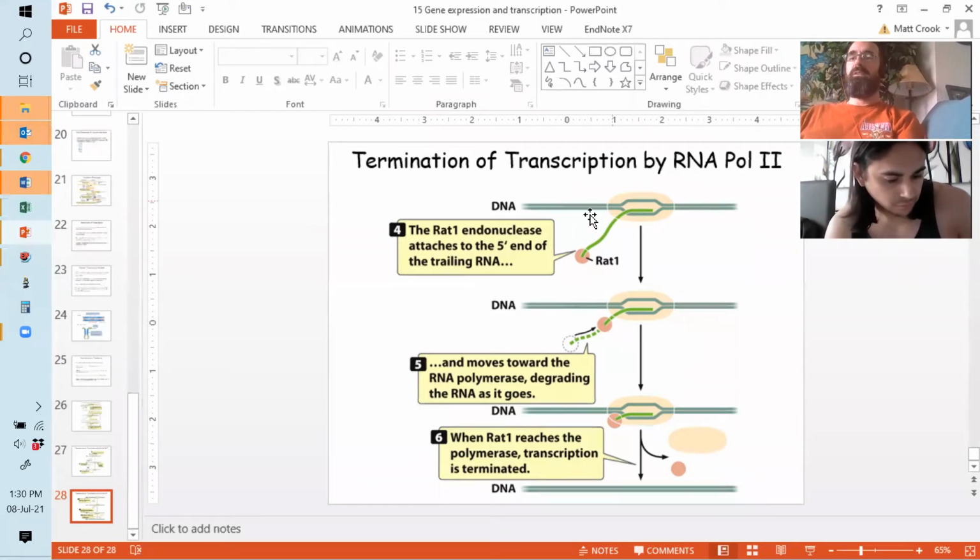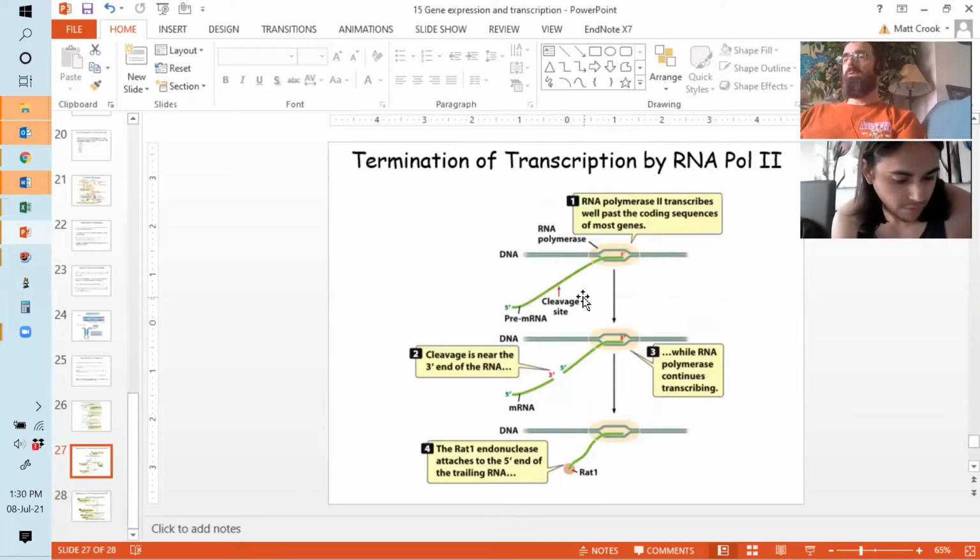So in eukaryotes, there's a bit more waste involved, right? So RNA polymerase makes a bunch of RNA which isn't going to be used. But that cleavage is really important for subsequent RNA processing. So it kind of has a benefit in that sense.